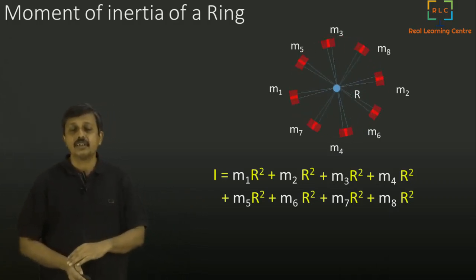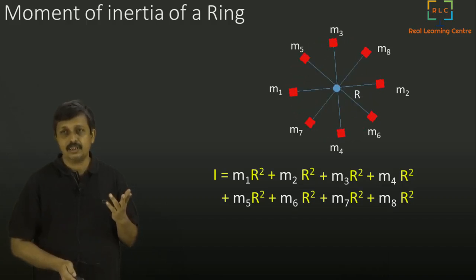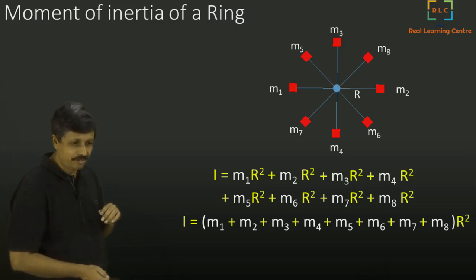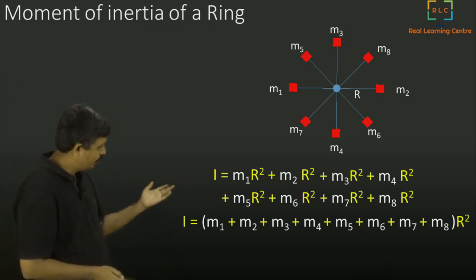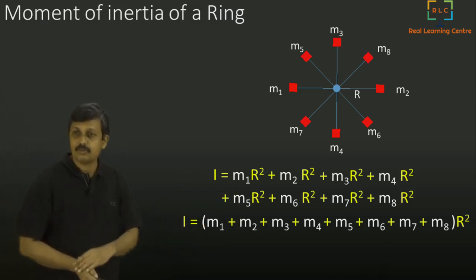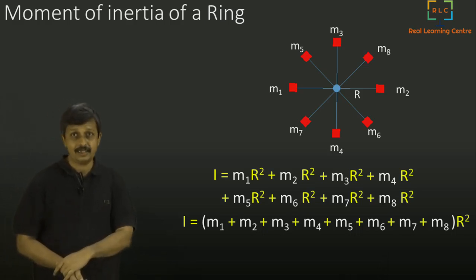Okay. Now, if I want to write this differently, since r is common in this case, I can take it out and say I is equal to m1 plus m2 plus m3, like that up to m8, into r square. You can write it like that.